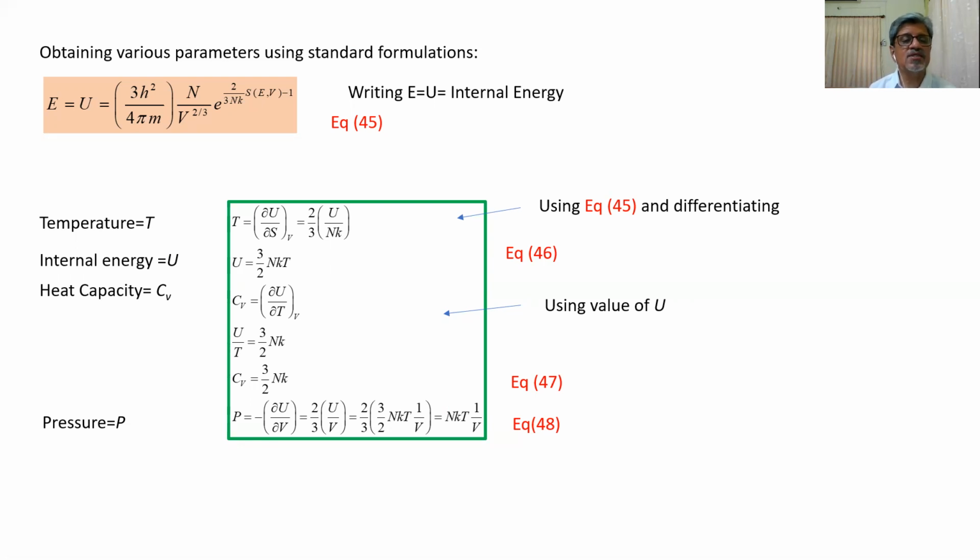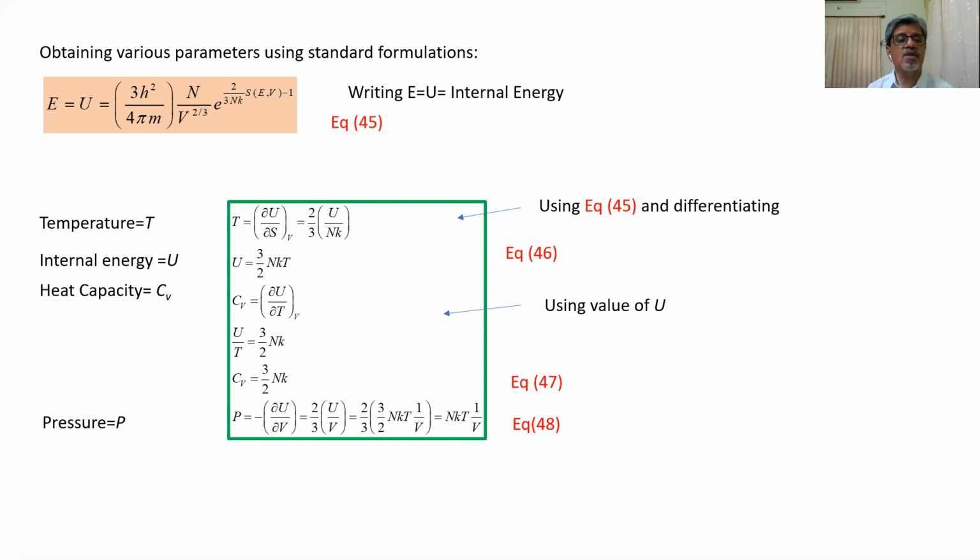Now internal energy is equal to U, so U is equal to 3 by 2 NKT. So that is a very standard relation. And heat capacity CV is obtained. CV is equal to del U by del T at constant V. Now again, using the value of U, it is U divided by T, 3 by 2 Nk. So CV is equal to 3 by 2 Nk. That is represented by equation number 47.